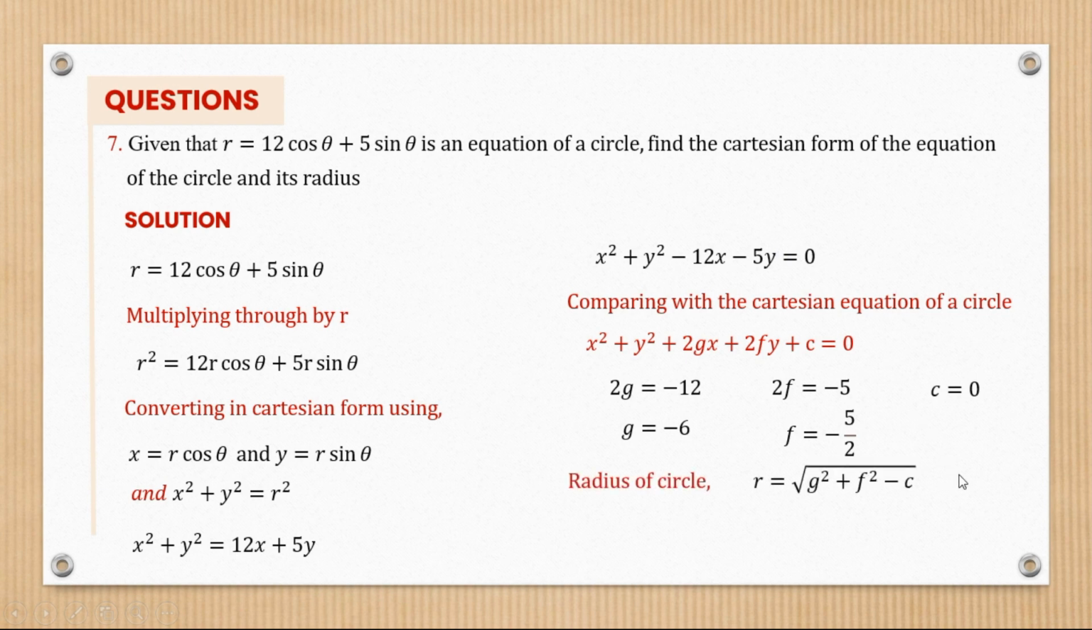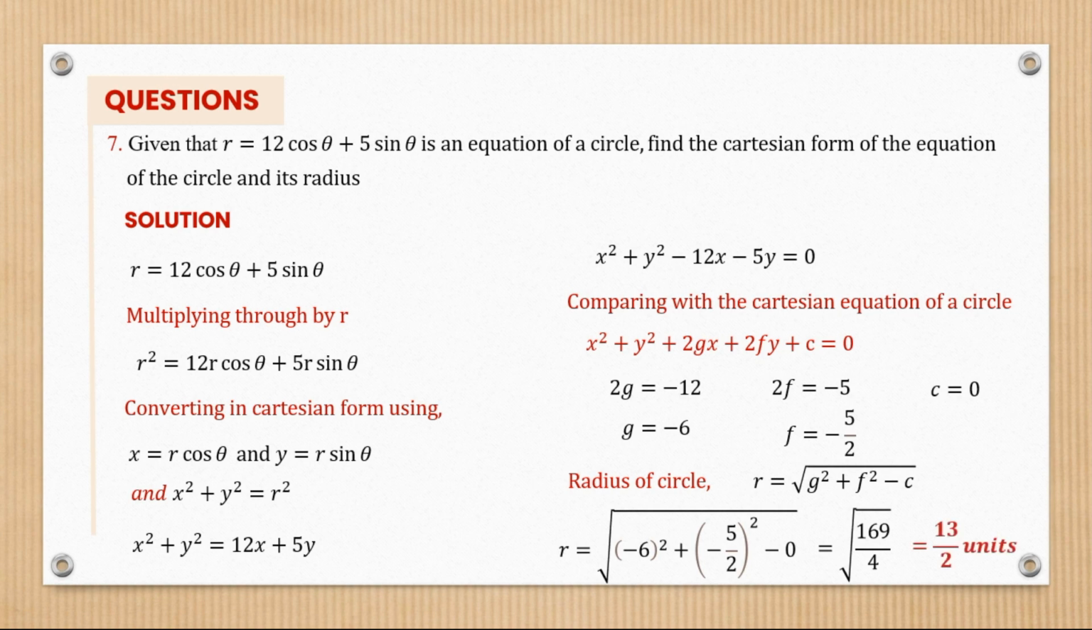So therefore the radius of the circle, which is given by r, is equal to root of g squared plus f squared minus c, shall be given as that. When I solve that, I'll have root of 169/4, which shall give me 13/2 units, and that shall be the radius of this circle.